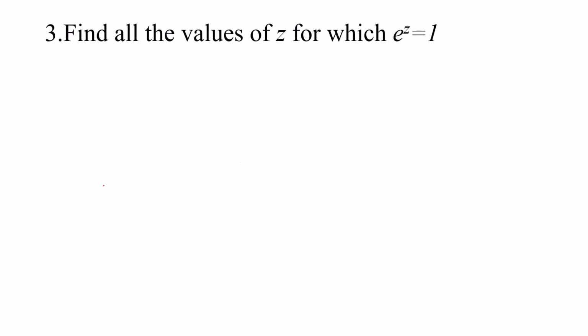Now, the third one, to find all the values of z for which e^z equals 1. Solution: e^z equals 1. So in this case, we need to express the right-hand side of this equation in polar form. By doing that, we have that 1 is equal to cos theta plus i sin theta.